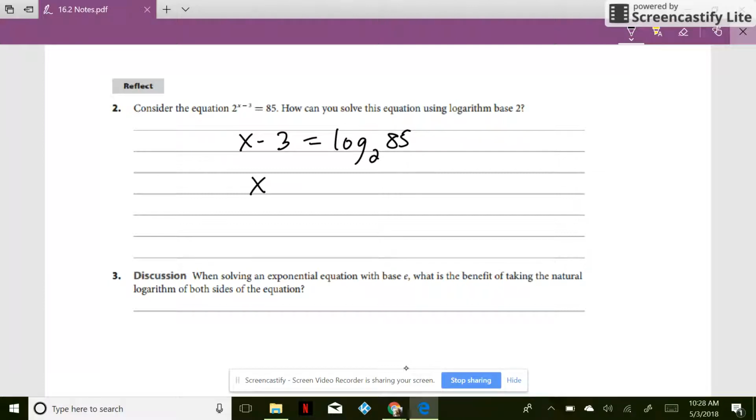So then we'd have to add the 3. Unfortunately, our calculator can't do log base 2, so we'd have to do the change of base in order to solve it. So we'd have log of 85 over log of 2 and then plus 3. You'd end up getting the same answer as if you did log base 10 of both sides.